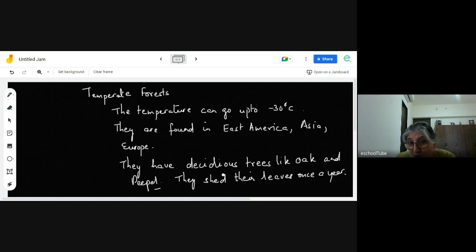And what do we mean by deciduous? Deciduous trees are those which shed their leaves once a year. Shed their leaves means they all their leaves fall off, so they become bare, like the oak and the peepal. And thus such trees are found in temperate forests where it is cold. Okay? Understood?